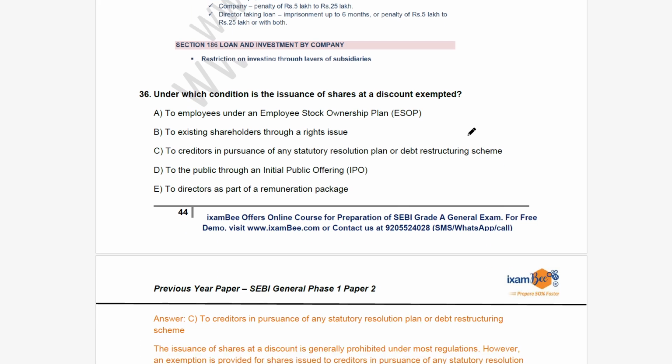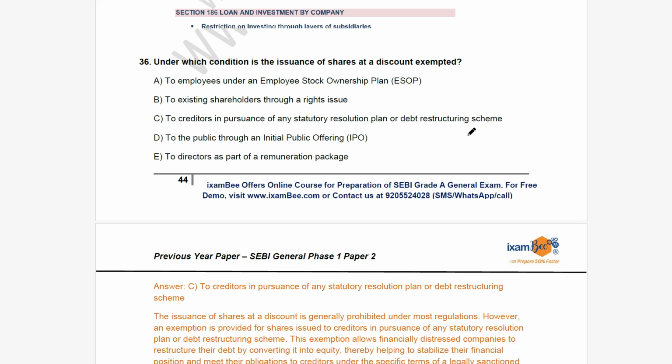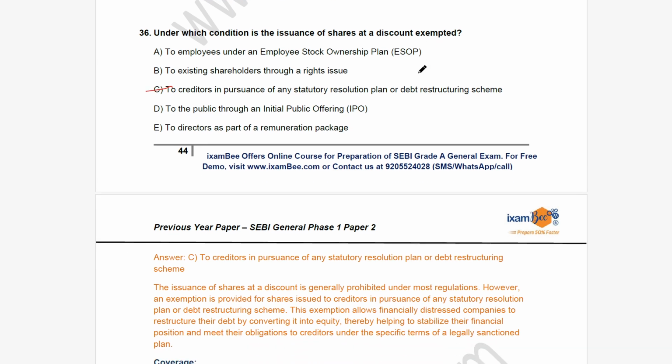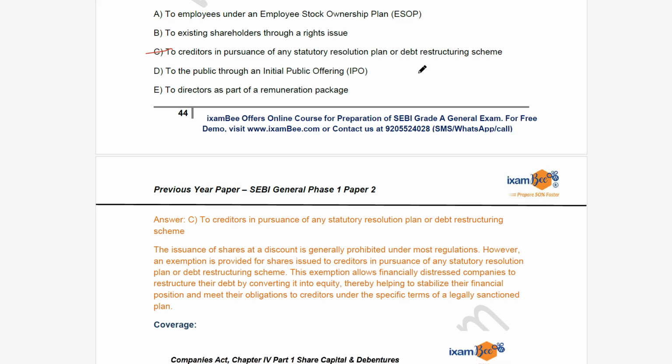Under which condition is the issuance of shares at a discount exempted? A lot of students have made a mistake in this also. Many of you have selected ESOP as the answer. ESOP is incorrect. The exception is only for two: either sweat equity, or when you are issuing shares to creditors under some resolution plan or debt restructuring scheme which is approved. Only then, right? So many students confused ESOP with sweat equity or thought they are the same and therefore marked this. This is incorrect. ESOPs and sweat equity are not the same. They are different types of issuances and they should not be used interchangeably. Okay, so the correct answer is here.